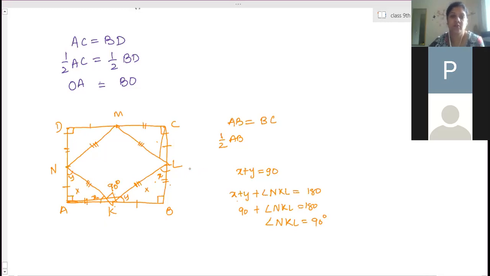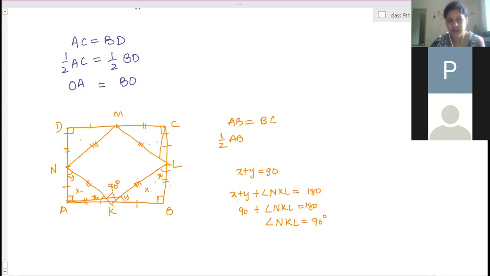Clear? So three congruencies you have to prove. These two, one. Similarly, you can show this and this are equal. Similarly, no need to prove, only once you can prove it. First say which sides are equal. Then after that prove AKL and BLK, these two triangles are congruent, and therefore prove that NK is equal to KL.